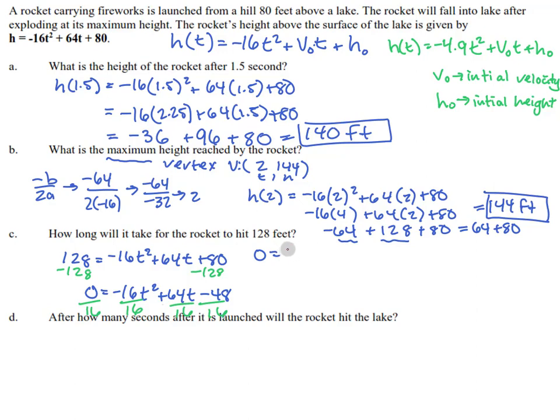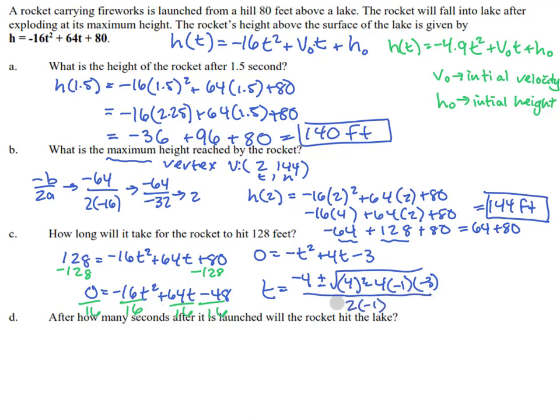But dividing by 16, I get negative 1t squared, I get positive 4t, and then I get negative 3. And these look like much easier values to plug into our quadratic formula. So it's normally x is equal to, but we're solving for t here. So t is equal to the opposite of b, negative 4, plus or minus the square root of b squared, 4 squared, minus 4 times a, which is negative 1, times c, which is negative 3, all over 2 times a, which is negative 1.